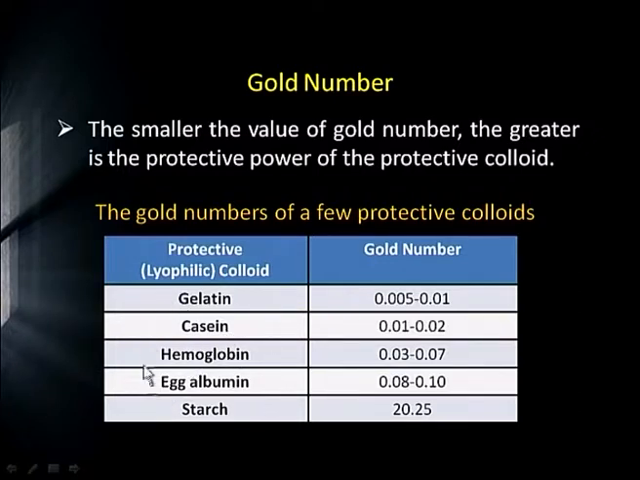Some of the lyophilic colloids that are used extensively, you can see here: gelatin, for which the gold number is very low, 0.005 to 0.01, casein 0.01 to 0.02, hemoglobin 0.03 to 0.07, egg albumin 0.08 to 0.10. This tells us that these are very efficient in protective ability when they are added to lyophobic sols. When compared to that, starch has a gold number value of 20.25, orders of magnitude higher. Therefore, the ability of starch as a protective colloid is very poor.